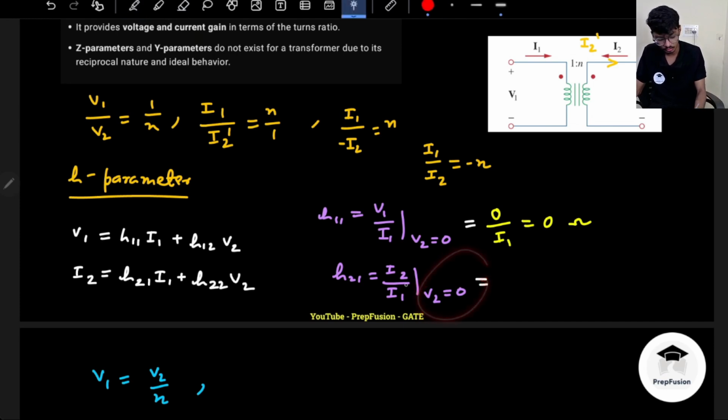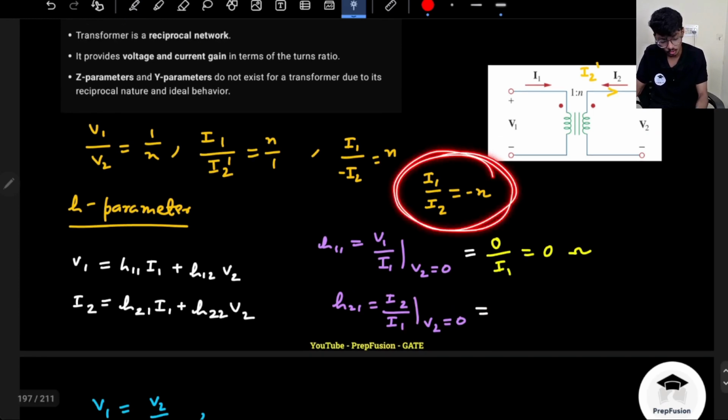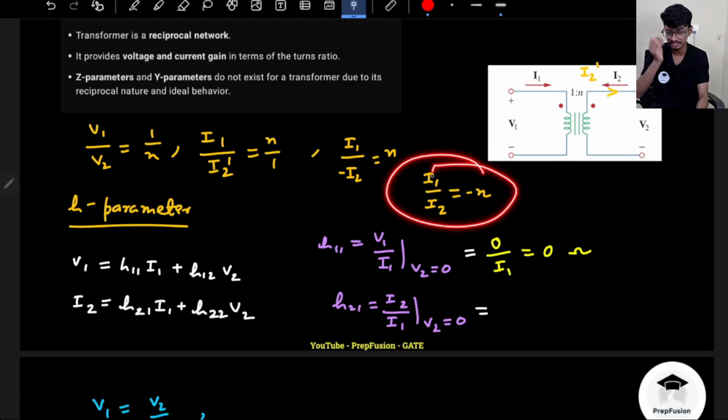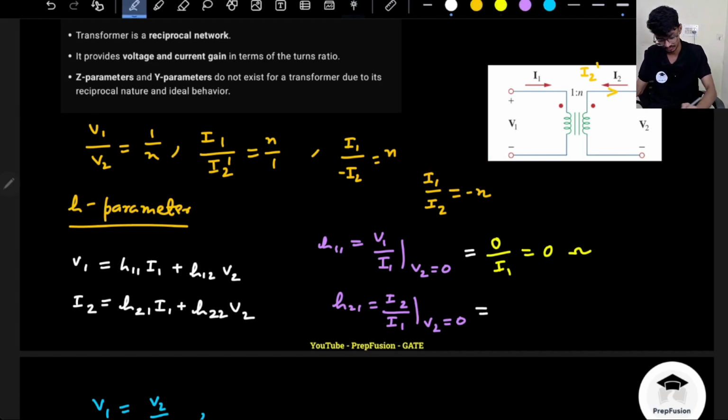What about H21? H21, again V2 is 0. I have to find the ratio of I2 by I1, and that ratio I already know. We don't care about any condition. For any condition, the ratio of I2 by I1 will be minus n. So this will be minus n.